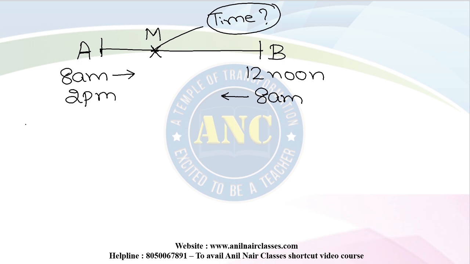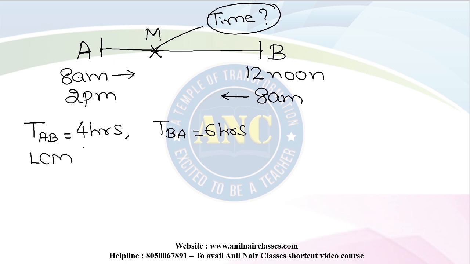Now see here, the time taken by the train to travel from A to B, 8 o'clock to 12 noon, is 4 hours. The time taken by the other train to travel from B to A, 8 o'clock to 2 p.m., is 6 hours. I know that the distance from A to B is constant. Because the distance is constant, I can assume the distance as the LCM of the given times, right? Why am I taking the LCM? For all these things, please refer to my time, speed and distance topic. You will understand it much more beautifully.